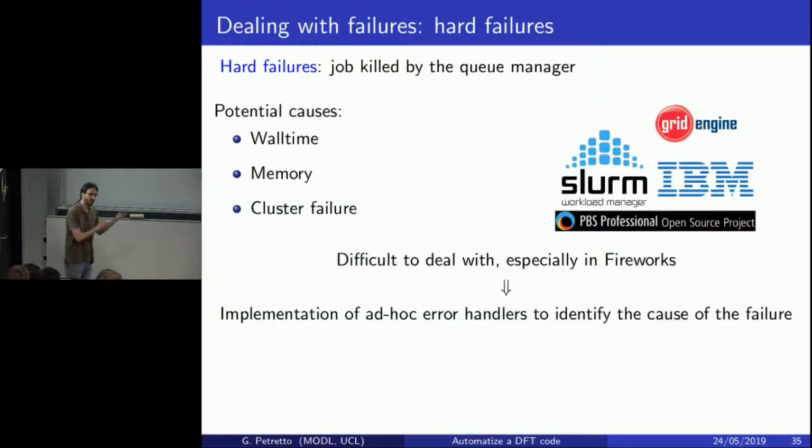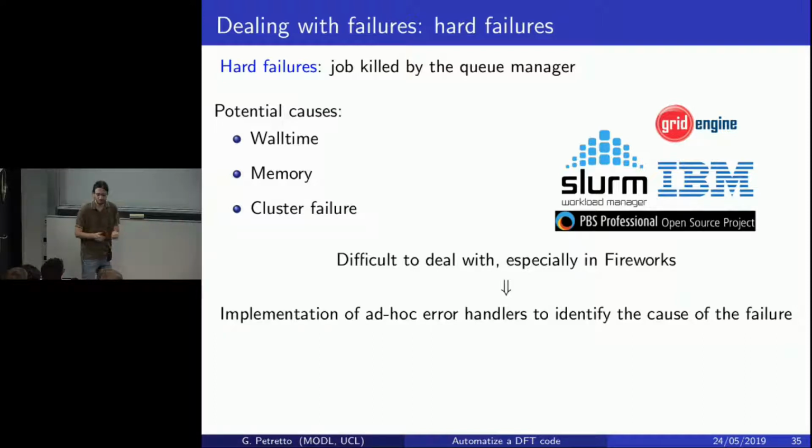And the other kind of failures that I've mentioned are hard failures. These, I guess, again, everybody has faced them. I refer to a hard failure when your job is killed in a hard way by the queue manager. There are all kinds of potential causes for this. This could be caused because you are hitting the wall time, you did not ask for enough memory, or maybe simply it was a hiccup of the cluster and it decided that your calculation needs to be killed and it's killed.